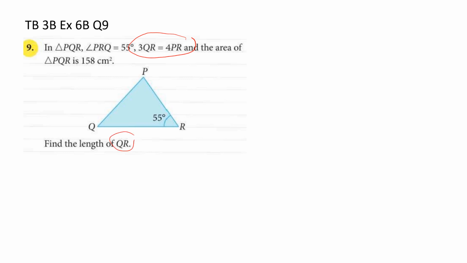Usually, whatever you are asked to find, in this case the length of QR, you just let it be a letter A or B or C or whatever. So we're going to let QR be the letter A. Don't let it be the letter X, because it is very confusing, because your formula is half times A times B times sine C. If you're going to let it be X, can you see how confusing it could be, with some other X and then sine C? There are so many X here. So it's better to let the length of QR be the letter A or B or C or whatever, but not X. So I'm going to let it be the letter A.